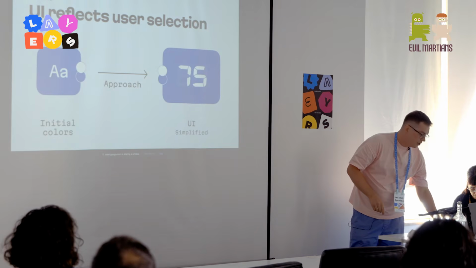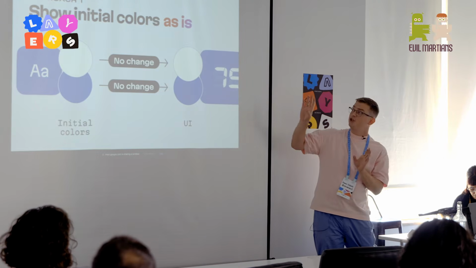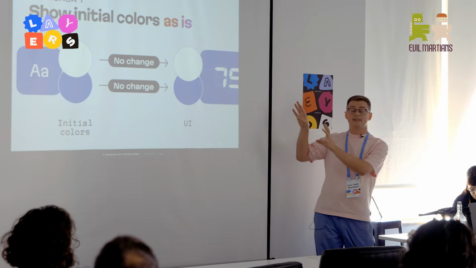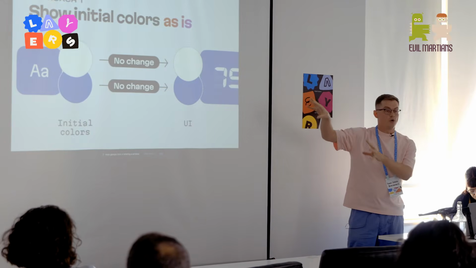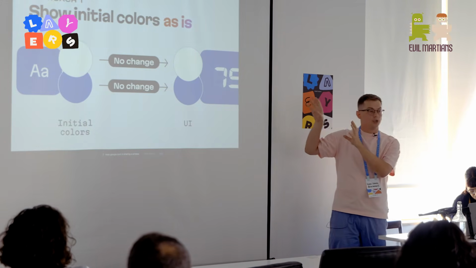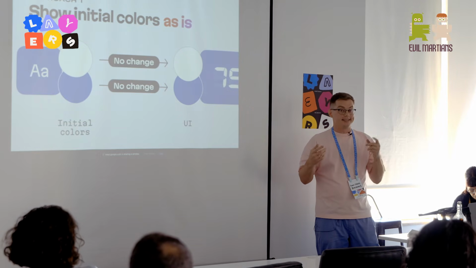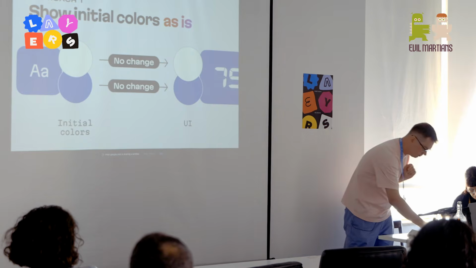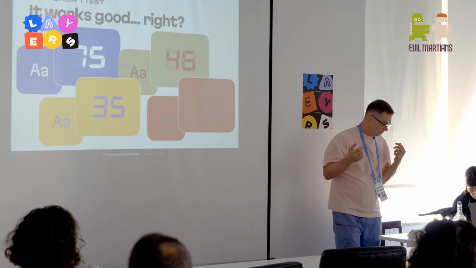Meanwhile, I suggest you start pretty simple. Let's just show the initial colors as is. Even if the user selects white text on a blue background, let's show these colors with no change. This is our approach. Let's test it. How does it work? We can read all the numbers. This one is not good, but we can. It looks like this approach works well, right? Right?